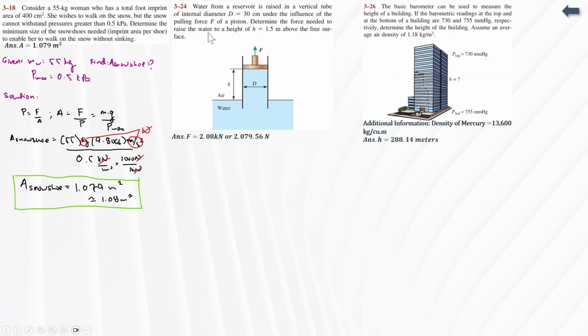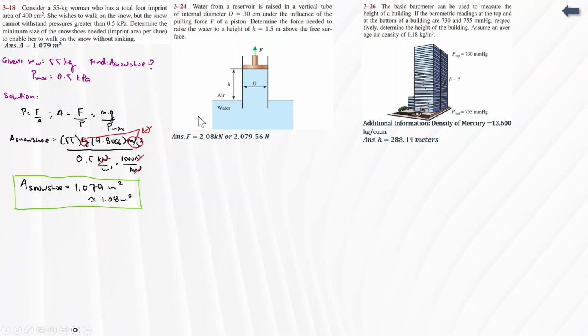So here we have a water reservoir. Water from a reservoir is raised in a vertical tube, internal diameter 30 centimeters, under the influence of the pulling force of a piston. Determine the force needed to raise the water to a height h of 1.5 meters above the sea surface.